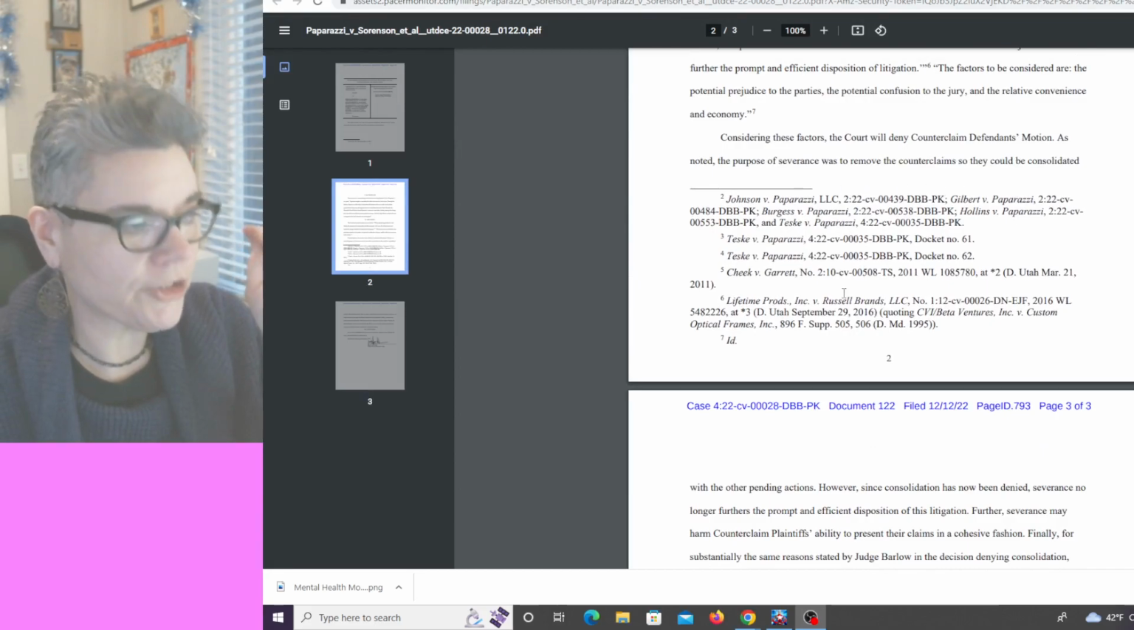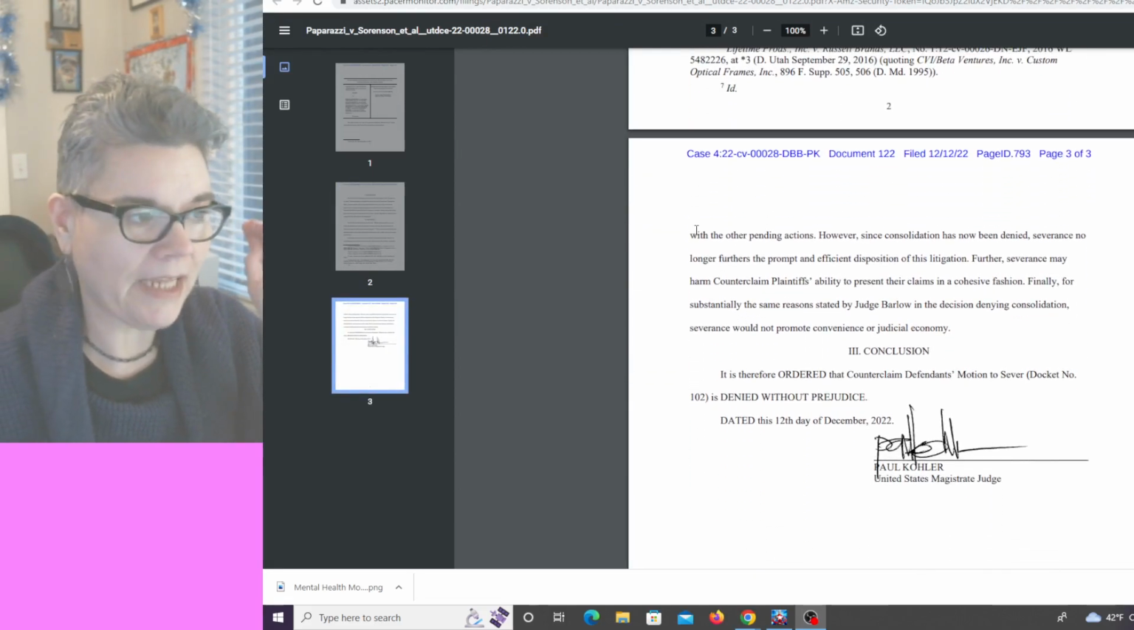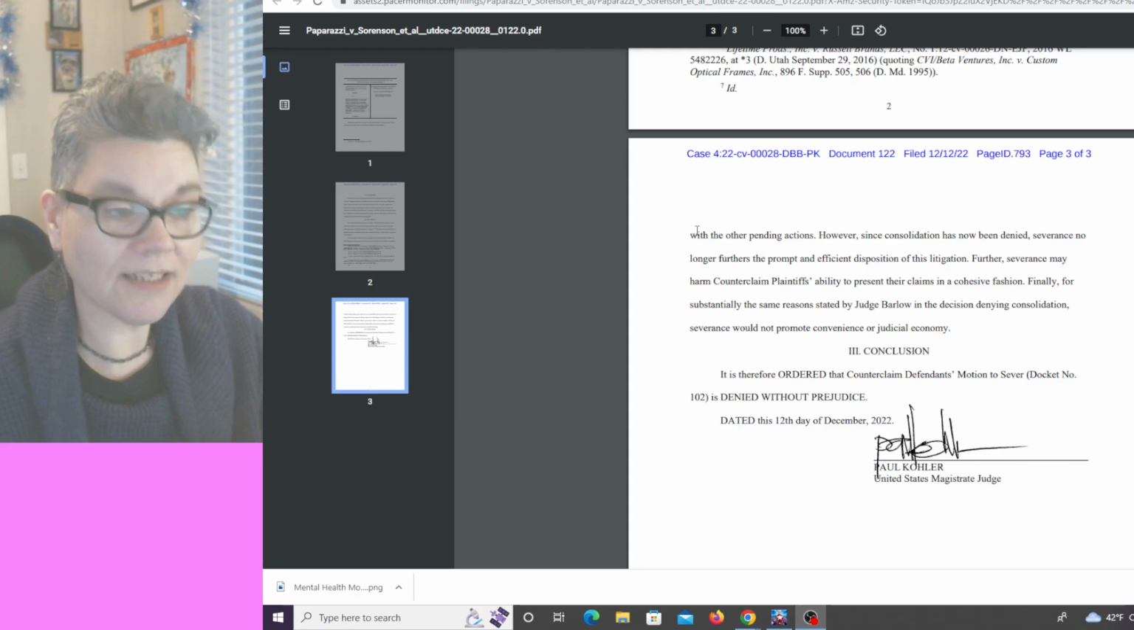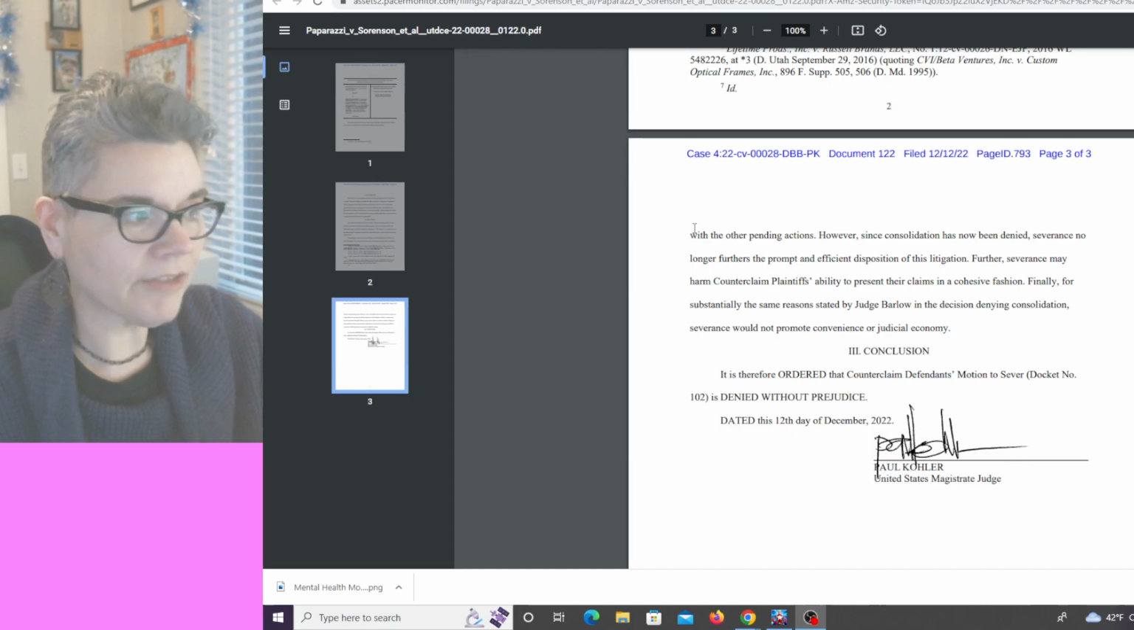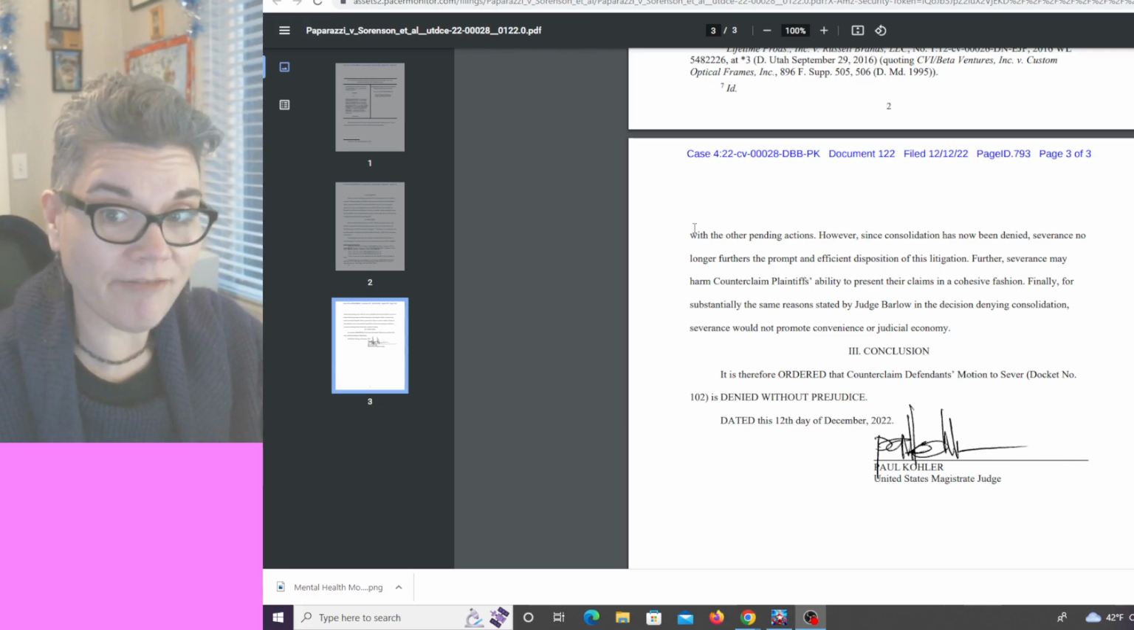So, they should be consolidated with the other pending actions. However, since the consolidation has now been denied, severance no longer furthers the prompt and efficient disposition of this litigation. Further, severance may harm the counterclaim plaintiff's ability to present their claims in a cohesive fashion.